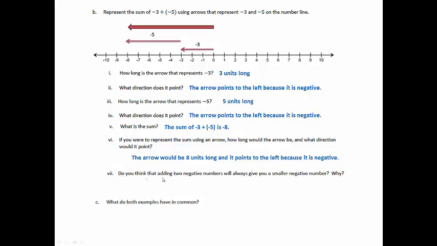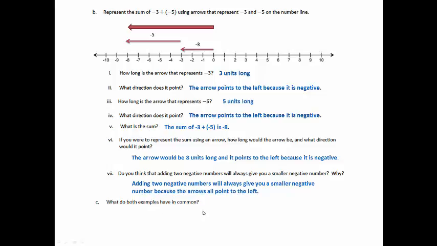Question 7 asks, do you think that adding two negative numbers will always give you a smaller negative number? And why? When we add negative numbers, we start at 0 and we move to the left, and we keep moving to the left. The numbers to the left of 0 are all negative, and the further to the left you go, the smaller those numbers become. So yes, adding two negative numbers will always give you a smaller negative number because the arrows all point to the left.